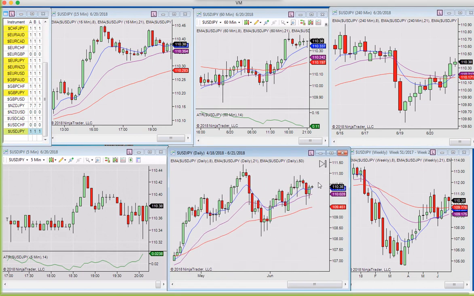Okay, let's look at USD JPY. Okay, the daily is a little too close to here. This one could work or it could not work. This would be one that I'd be standing aside from, all things considered.